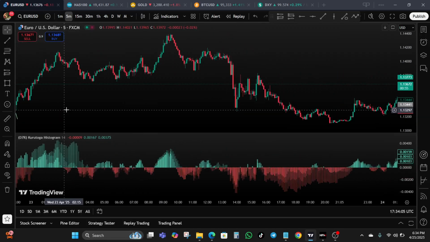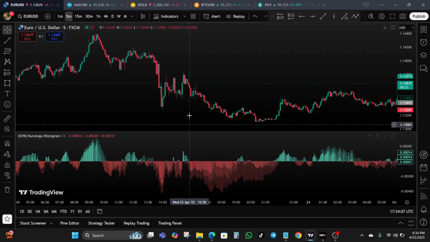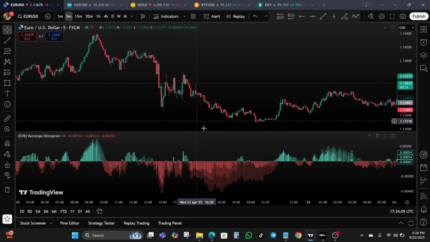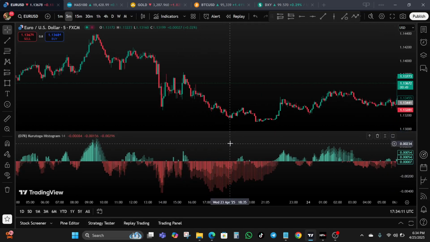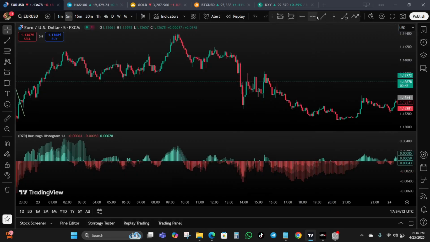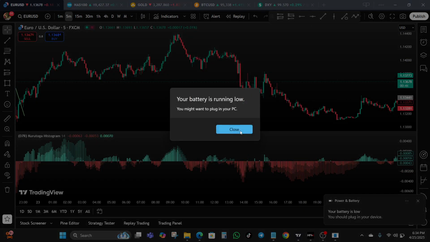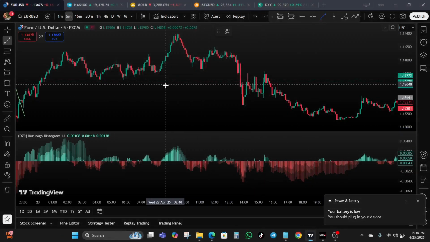Also, when you have the red bars forming consecutively and repeatedly, it shows that you are in bearish territory. Okay, combine with price action. Always combine with price action. Do not neglect your price action analysis.